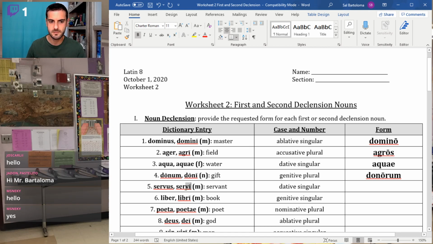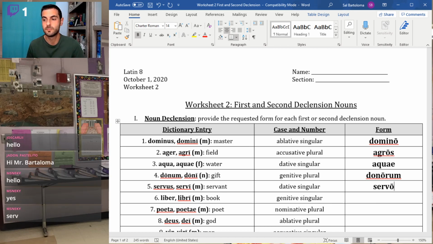Servus, servi, this is another second declension word. So we get our stem, which is serv. We get that from the genitive. And then dative singular for second declension, that's going to be servo, okay?